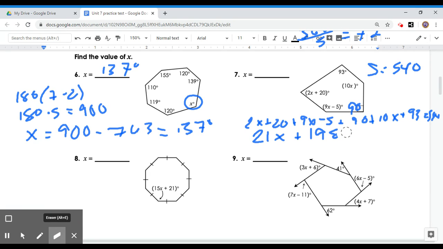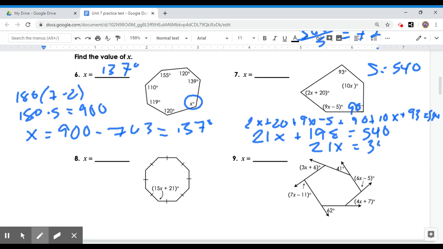equals 540. Subtract 198 from both sides. So 540 minus 198 is 342. So 21x equals 342. Then divide by 21. X equals 16.28. So we'll say 16.3.